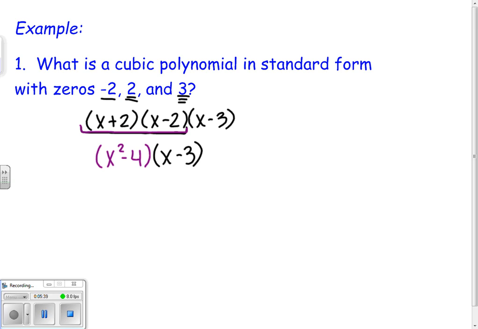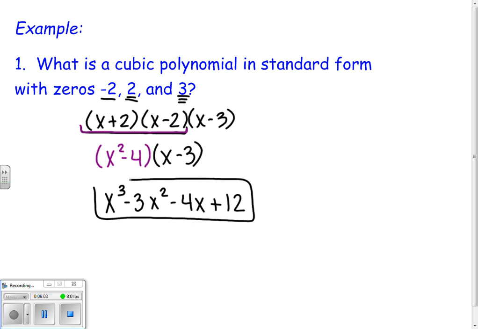FOILing that, x squared times x is x cubed. X squared times negative 3 is a negative 3x squared. Negative 4 times x is negative 4x. And negative 4 times negative 3 is positive 12. Double check that when you're done, you have a cubic because there are 3 roots, no like terms need to be combined, and that it's in descending order. That's all true, so I'm good to go.